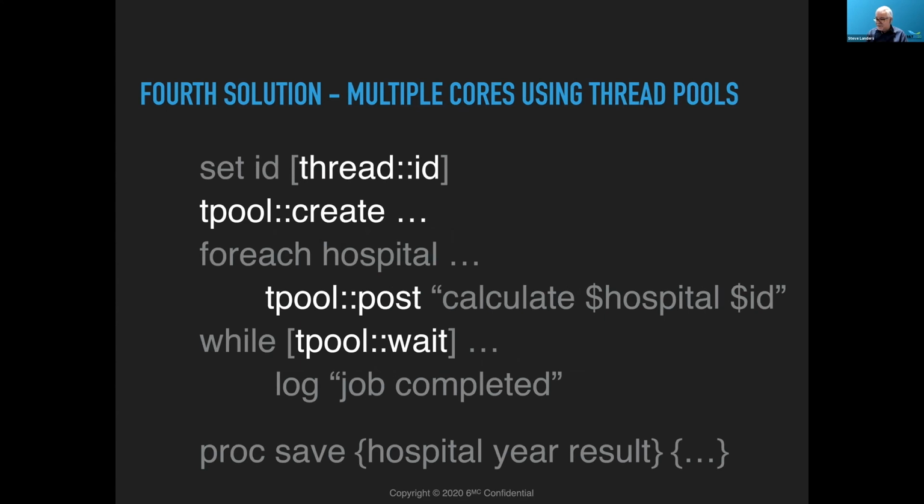A very high-level overview of the way you do this in the main program, in the main thread, I should say. You get the ID of the thread, which will then be passed to the worker so it can send the response back. You create the pool, for each hospital it then posts, and then it does a wait for each job to complete. So the items in white are basically the 4 API calls you need to make. And there also needs to be a save procedure, which is called back from the worker thread.